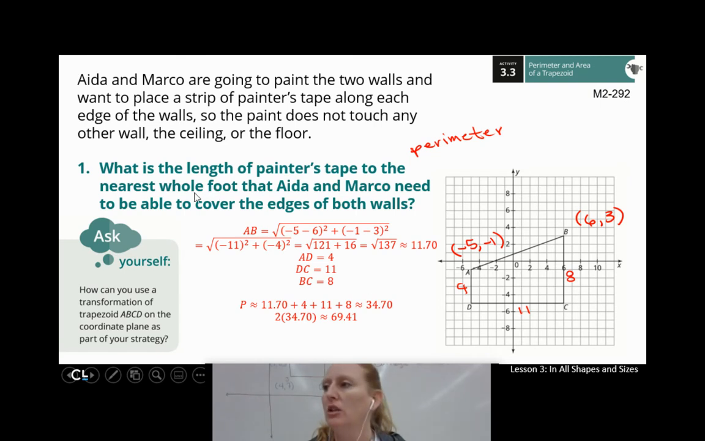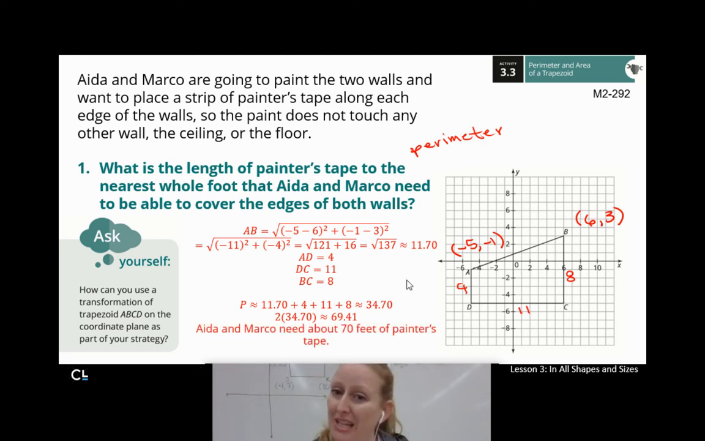And let's answer the question, how much tape do they need to the nearest whole foot? We better round that up because I don't want to end up with too little tape. I realize if I round it properly, it'd be 69, but then I wouldn't have enough tape. So I'm going to round that up, and I'm going to say that Ada and Marco need about 70 feet of painter's tape.